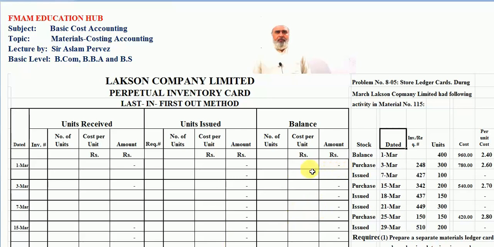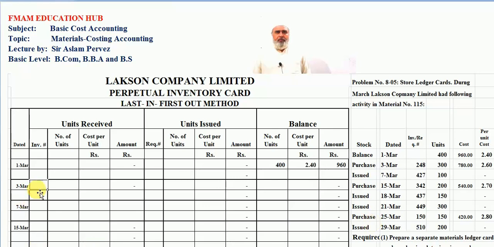Students, on first March our opening balance is 400 units. The cost price is 2.40. This is the opening balance which is recorded in the balance column here.